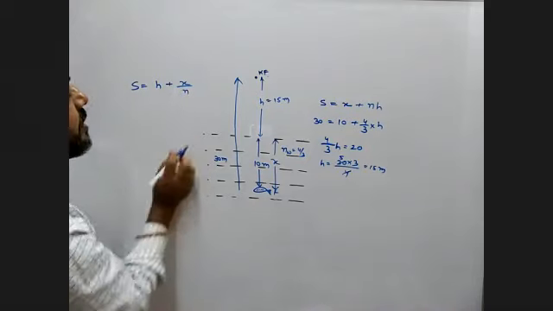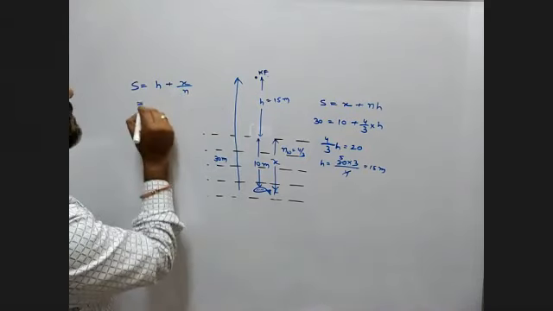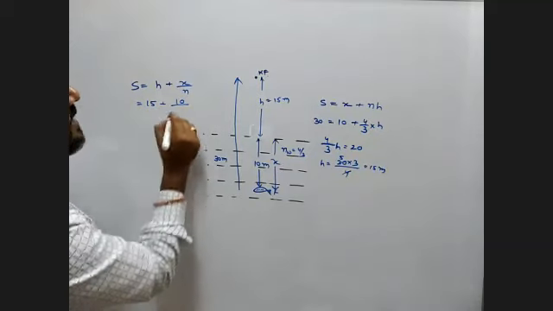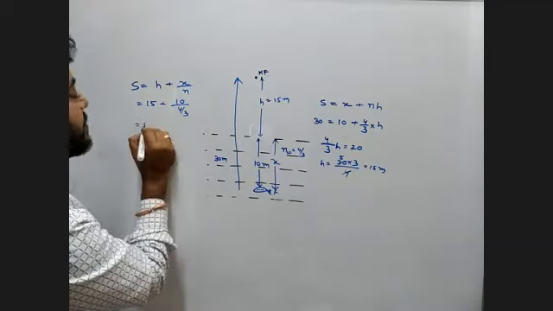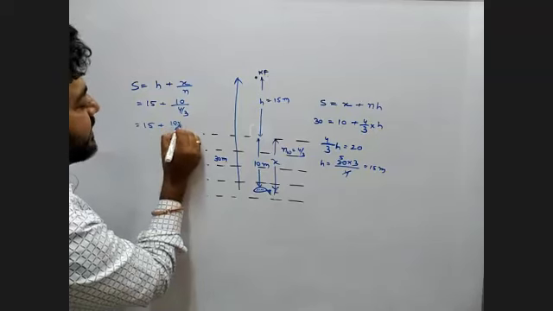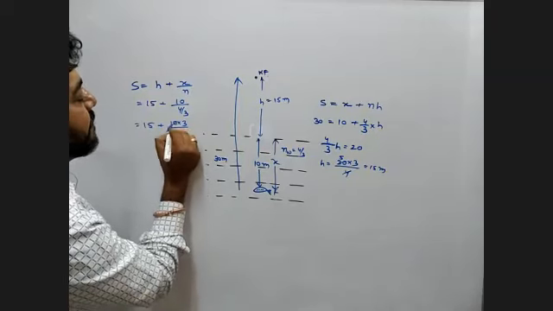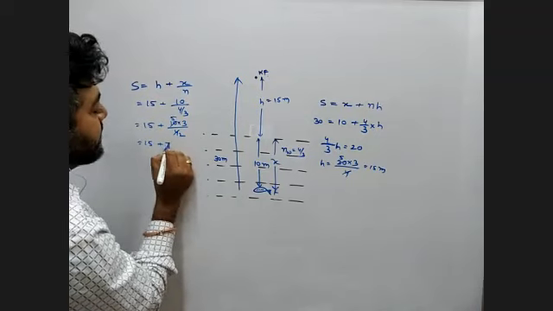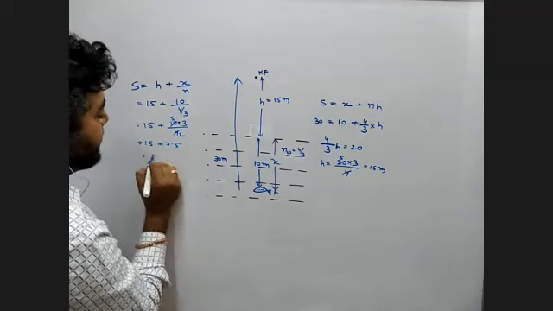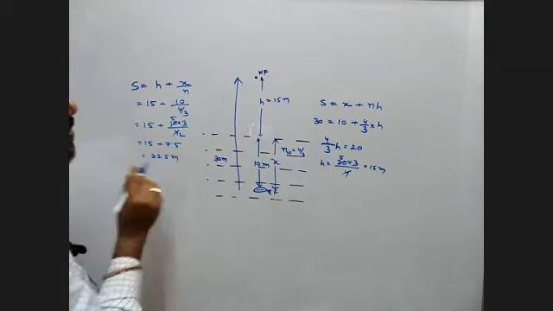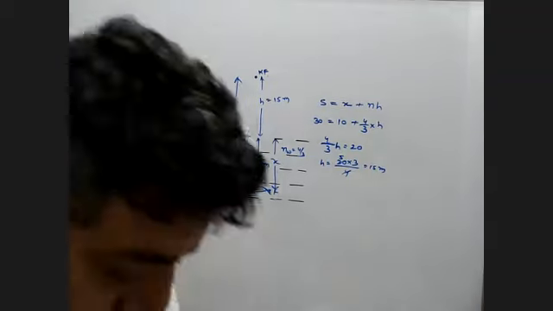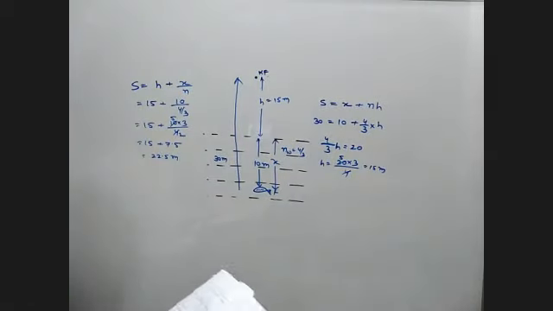X by N. So now see, H I know is 15, X I know is 10 and N I know is 4 by 3. So 15 plus 10 into 3 by 4, that is 5 by 2. So 15 plus 7.5, that is 22.5 meters. Hope you understand all. Is it okay? Yes, sir.